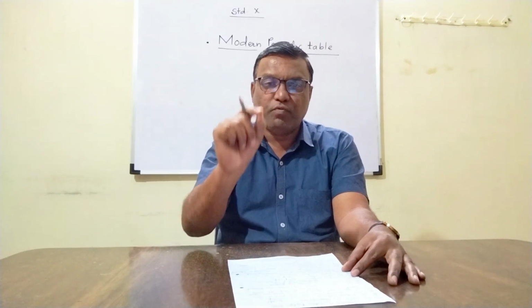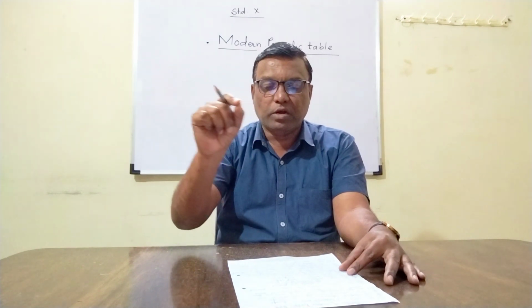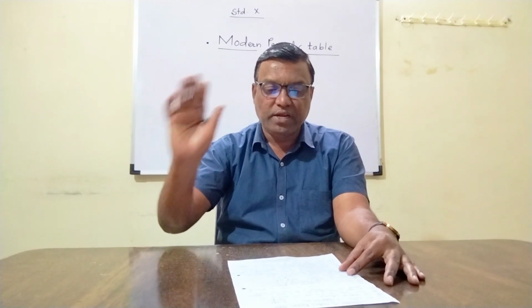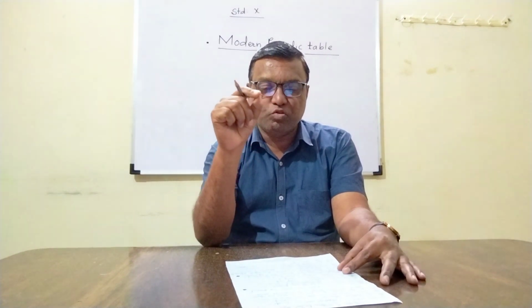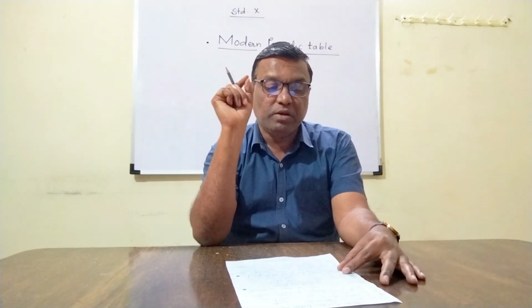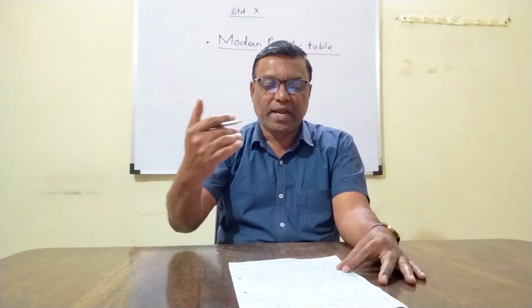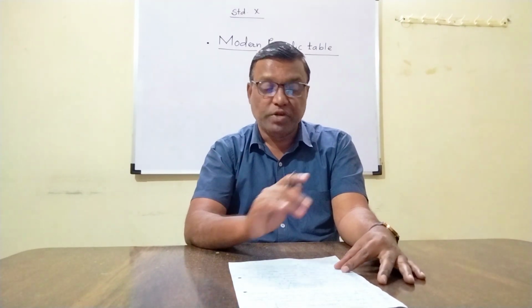Point number 7: the S block contains group numbers 1 and 2. Group numbers 3 up to 12, that is 3, 4, 5, 6, 7, 8, 9, 10, 11 and 12, are present in the D block. The P block contains group numbers 13 to 18. And at the bottom of the modern periodic table, the lanthanide and actinide series are present, which is called the F block. This is very important.